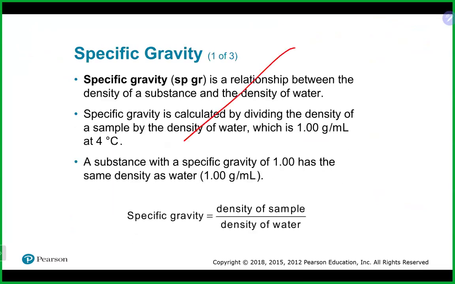That is specific gravity. And it has an X on it, so clearly we're not going to do it because somebody put an X on it, so we're just not going to worry about that.